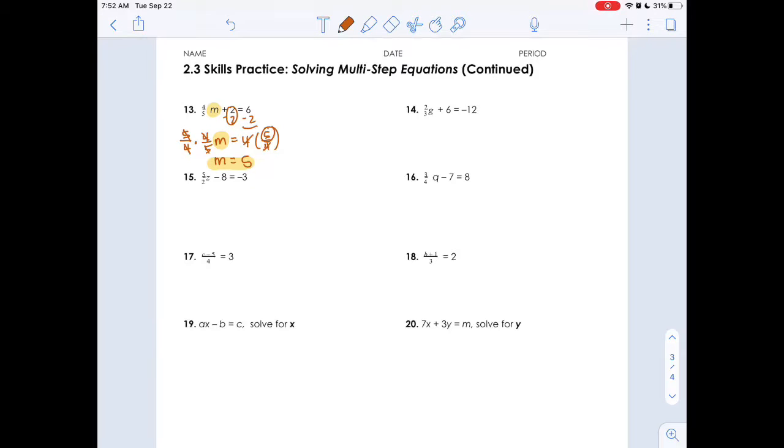You're going to try 14. It says 2/3 g plus 6 equals negative 12.